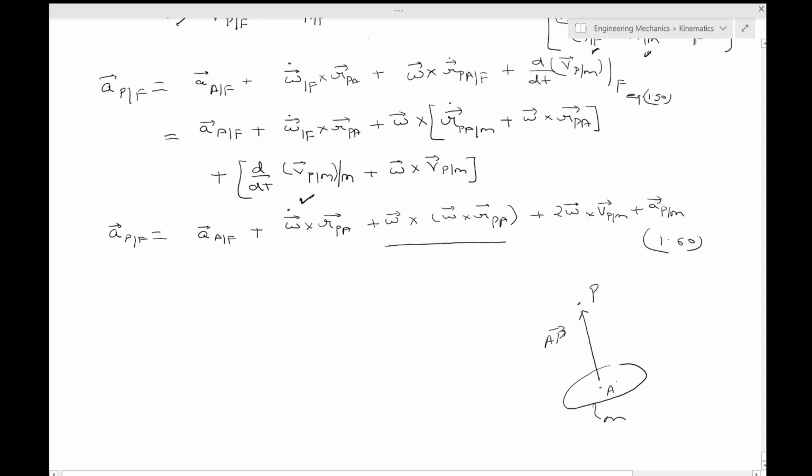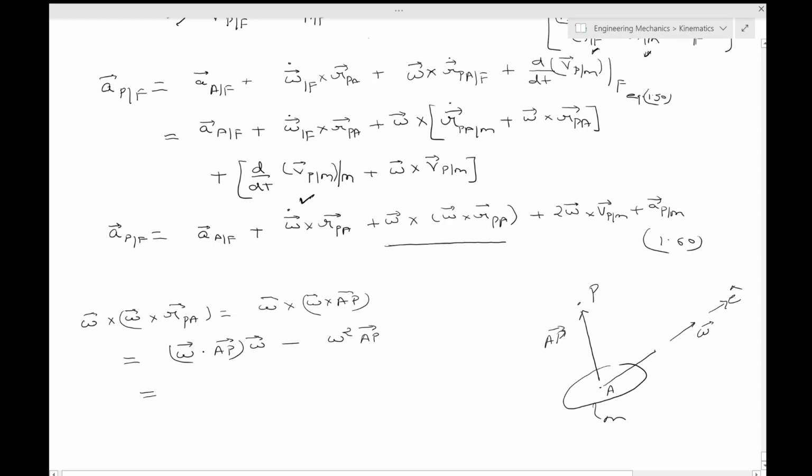Let's say that omega is in this direction, and this direction is e hat, the omega of this frame M. Let's now write this term omega cross r_pa, or we can just write it as omega cross AP. So this is a vector triple product, the formula of which we have already seen several times. This would be omega dot AP into omega minus omega dot omega, written as omega squared, AP.